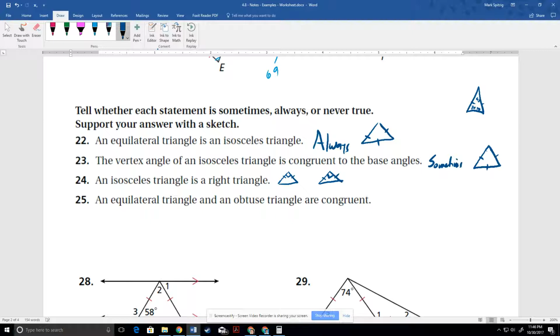All right, an equilateral triangle and an obtuse triangle are congruent. This was also sometimes, because it doesn't have to be. So if you can think of one situation where it is and one situation where it's not, that's sometimes. This one's a big fat never, though. The whole point is if it's equilateral, right? We know that it's equiangular as well. That means all the angles are 60, 60, and 60, which leaves no room for any of those being obtuse, right? They just can't be. So an equilateral triangle can never be obtuse. That's why it's never.